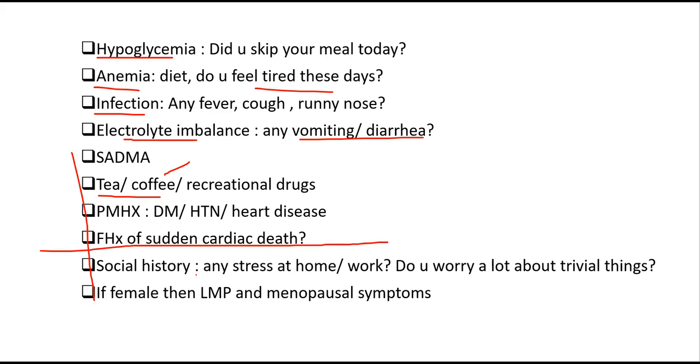So just tell the patient, I'm going to ask you some personal and private questions regarding your home and work situation. Please be aware that these are confidential between you and me. So do you have any stress at home or at your work? Do you worry a lot about most of the small trivial things? Do you know why we ask this question?